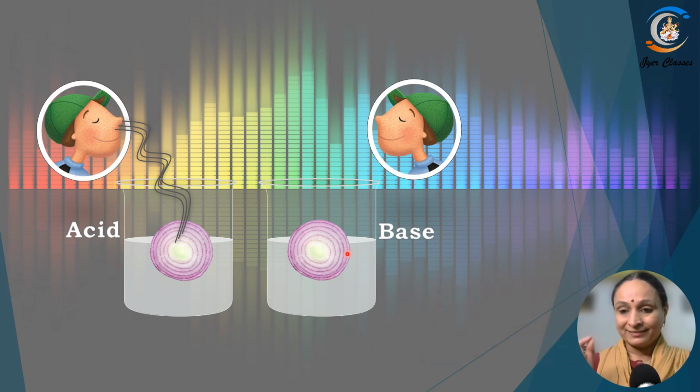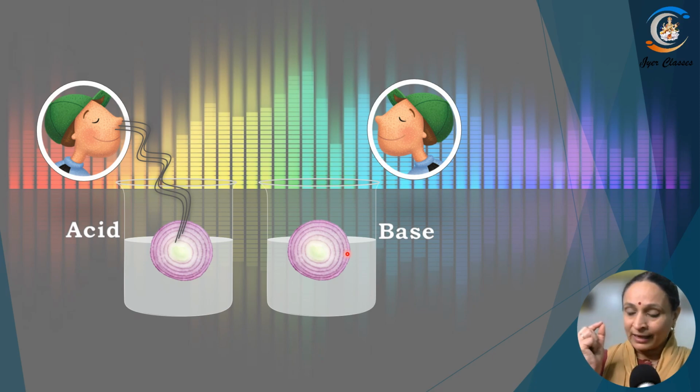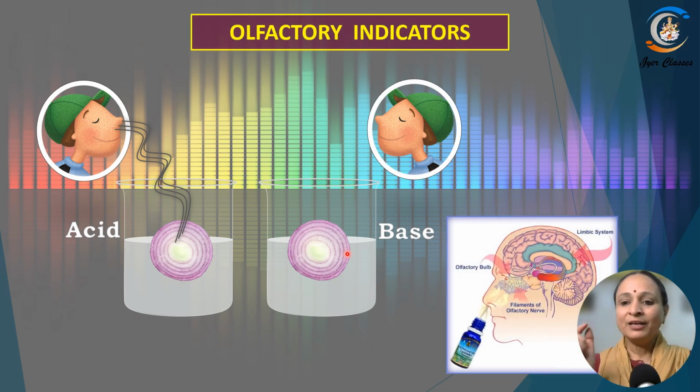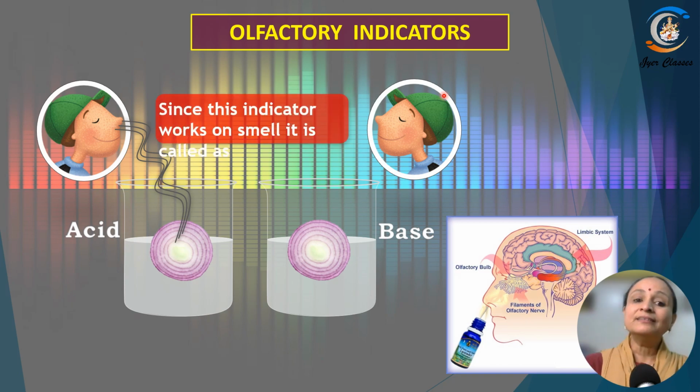Okay, so onion has the capacity to retain the smell when it is dipped into the acidic solution, and if it is dipped into the basic solution, the smell is gone. Right? Okay, so by smell, you can find out whether it is an acid or a base. So this type of indicators are known as the olfactory indicators. So what are the other indicators? हाँ, smell हम लोगों को बता देता है ना, तो यहाँ पर हमारे दिमाग को पता चल जाता है.